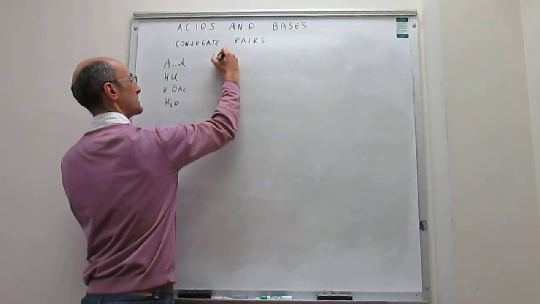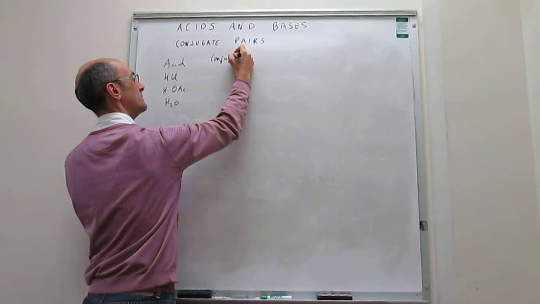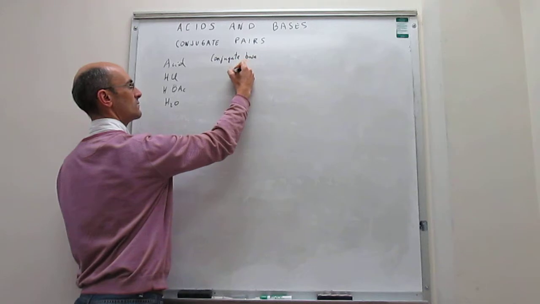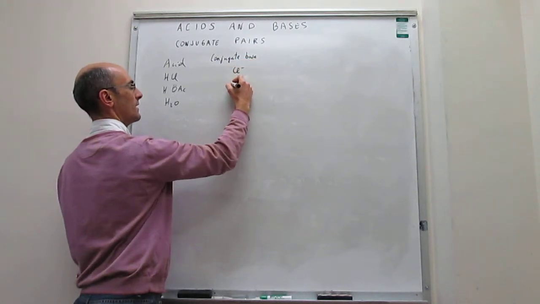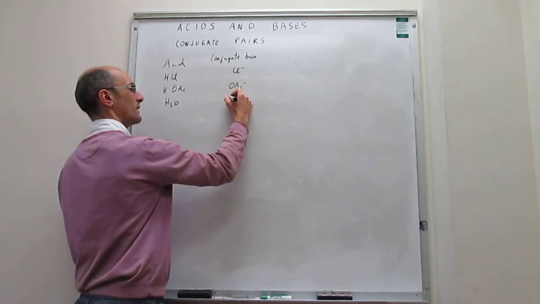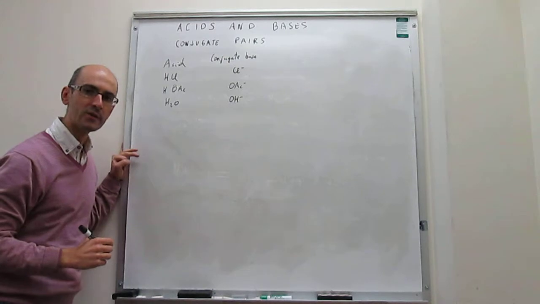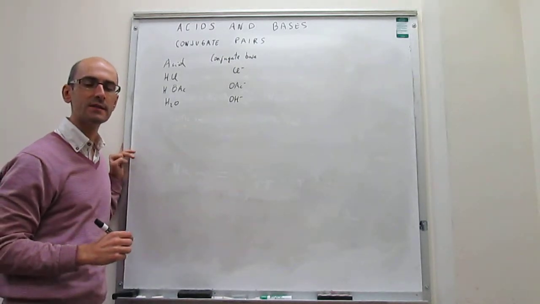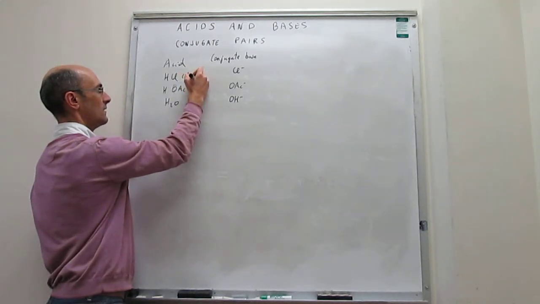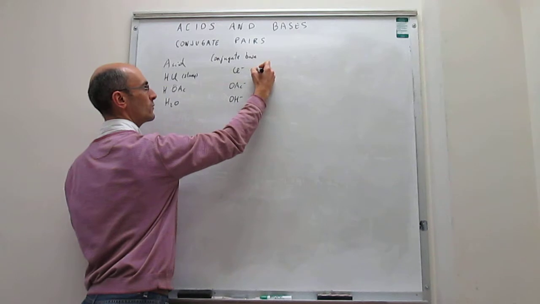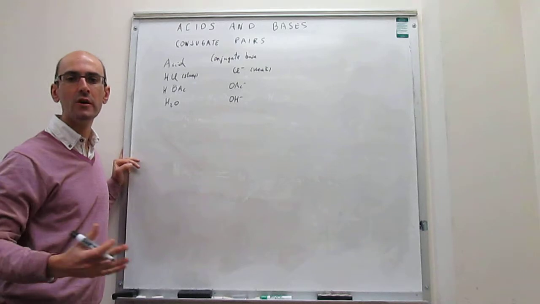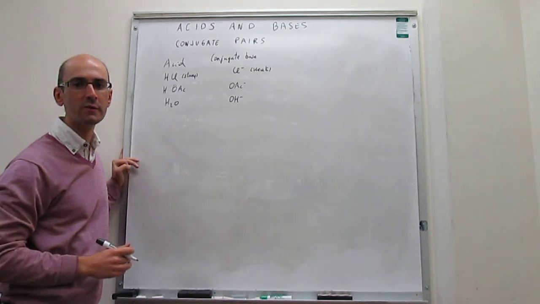So the conjugate base of these acids, in this case, will be chloride. In this case, you will have acetate, and then the conjugate base of water will be hydroxide. And there's a very important relationship between the strengths of the acids and their conjugate bases. Notice that hydrochloric acid is a strong acid. And what that means is that the conjugate base will be weak. And that's why when you put chloride ions in solution, there's no acid-base properties, right? The solution will be neutral.